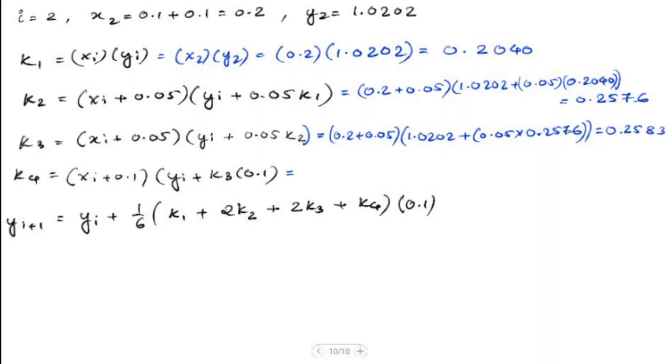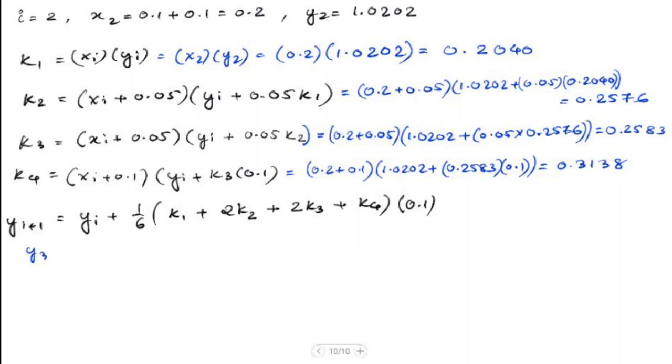Now for K4, we have x2 plus 0.1 times y2, which is 1.0202, plus we have K3 that we just got, 0.2583, times 0.1, and this gives us the value 0.3138.